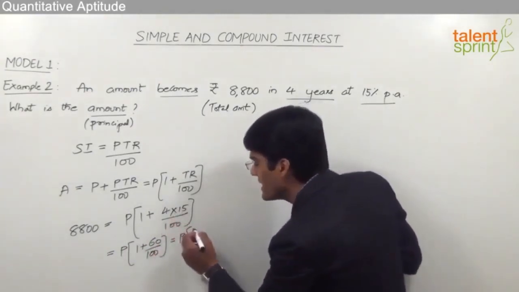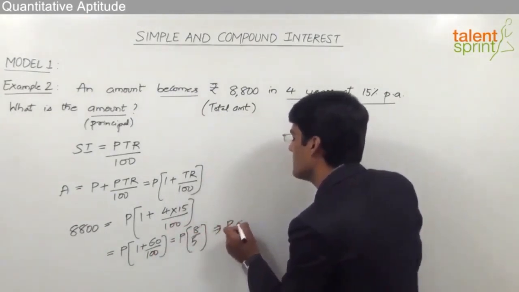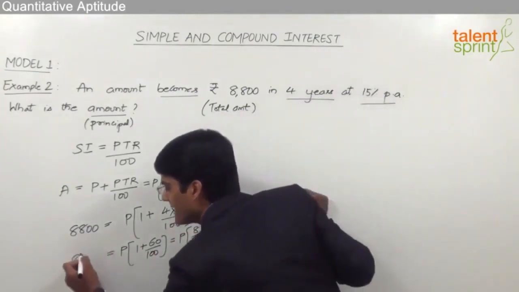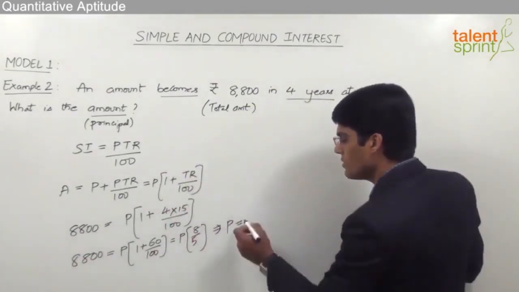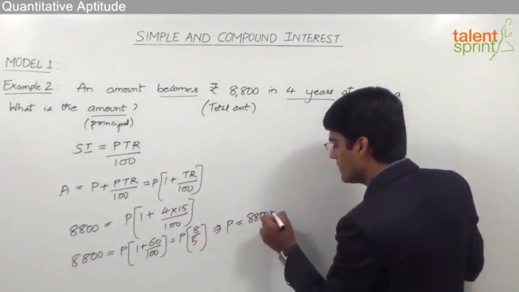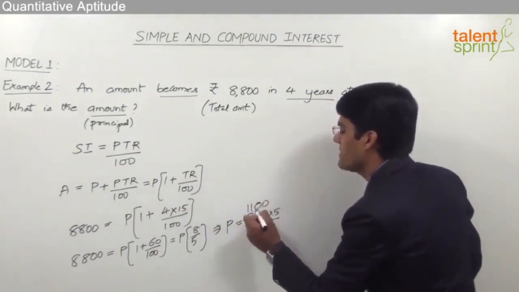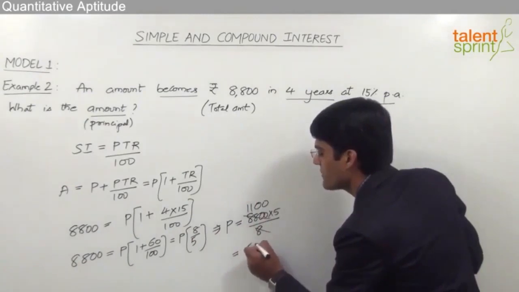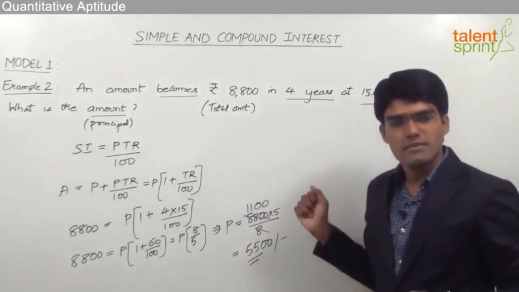16 by 10 can be taken as 8 by 5. So finally the principal P should be equal to, see this is 8,800 equals P into 8 by 5. So P will be equal to 8,800 into 5 by 8. So this goes 1100 times, 1100 into 5 is 5,500. So we can say that the principal should be equal to 5,500.